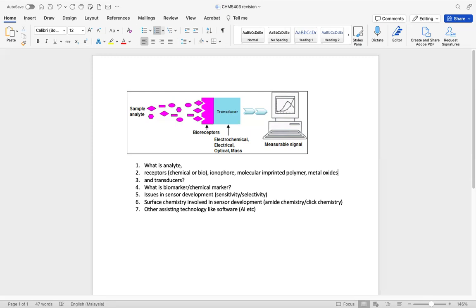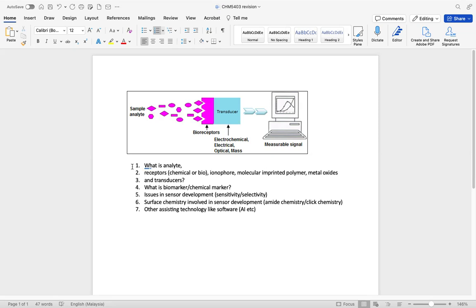Yeah, so for example, some metal oxide can react specifically just like glucose oxidase. It can oxidize glucose into gluconic acid and further be translated into a readable signal. So these are among the things that you can read through that give you an idea, apart from DNA, antibody, enzyme, aptamer.